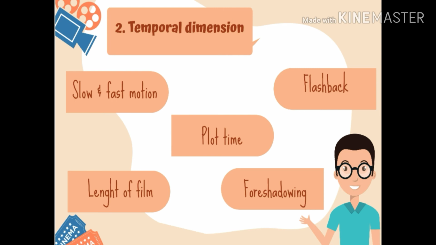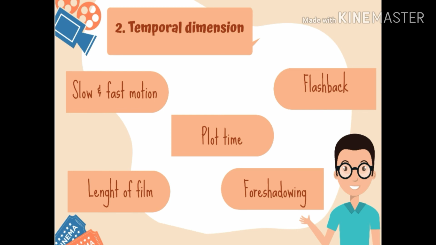Length of film. Feature length is the length of a feature film, according to the rules of the Academy of Motion Picture Arts and Sciences. A feature-length motion picture must have a running time of more than 40 minutes to be eligible for an Academy Award.